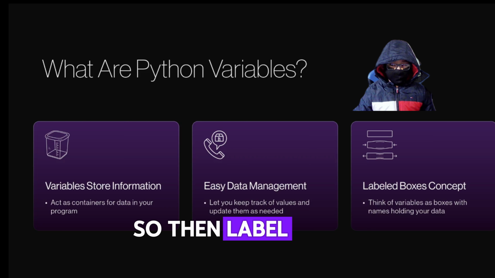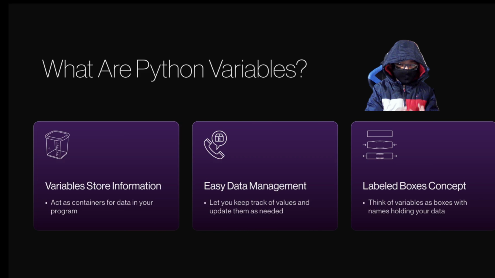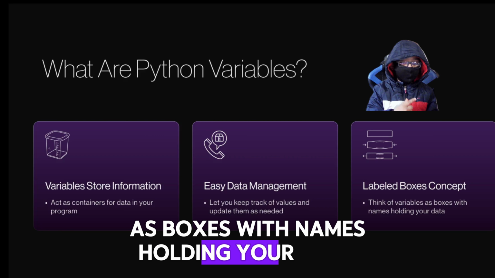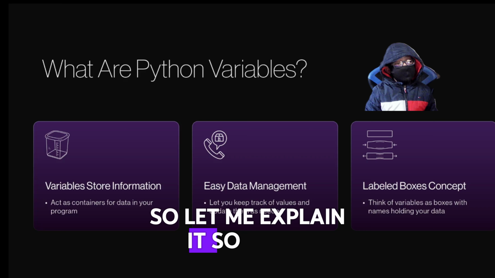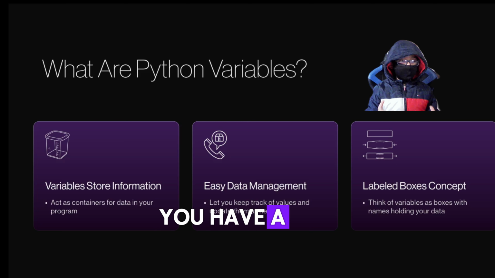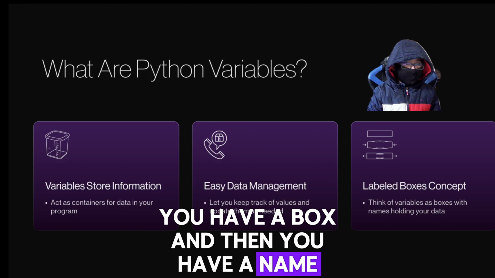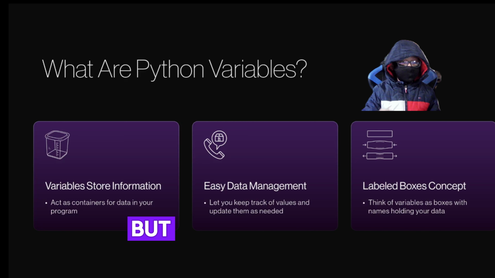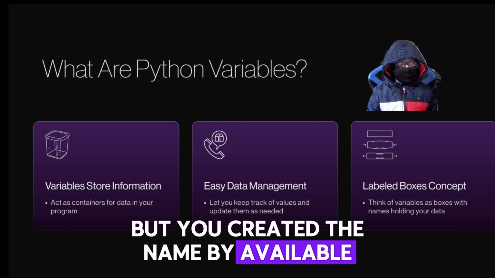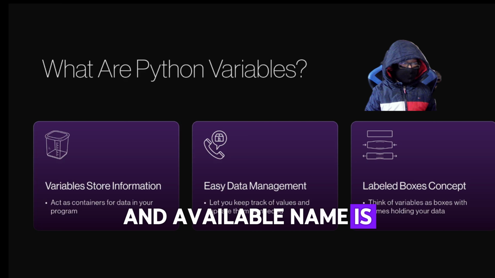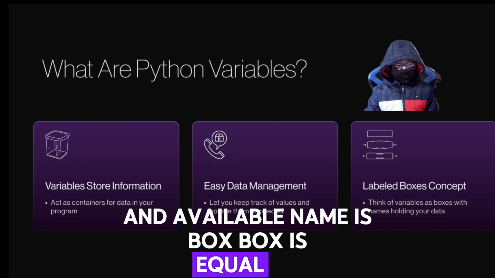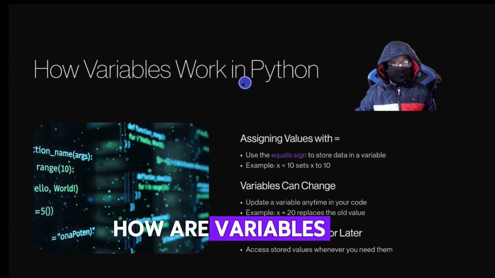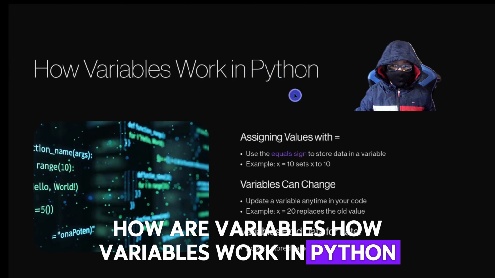So then, the labeled boxes concept. Think of variables as boxes with names holding your data. So let me explain it. Think of it like this: you have a box and then you have a name. But how do you create that name? You create that name with a variable, and that variable's name is box. Box is equal to the name. And yeah, that's how variables work in Python.